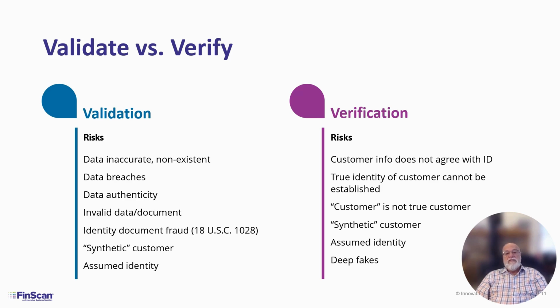In the case of verification, the risks include inconsistencies between information provided and the ID itself, not being able to form a reasonable belief the customer is the true customer, for example, they're a straw man, the customer is a synthetic customer or has an assumed identity. The customer could also be a deep fake, whereby a document has been fabricated or manipulated through the use of AI to deceive ID verification systems.